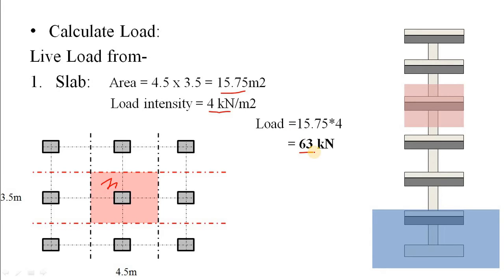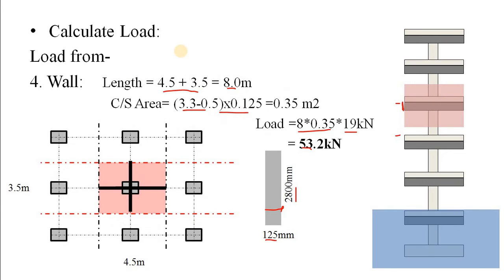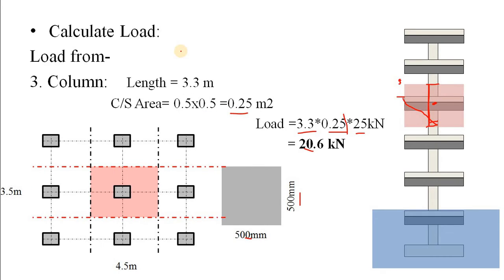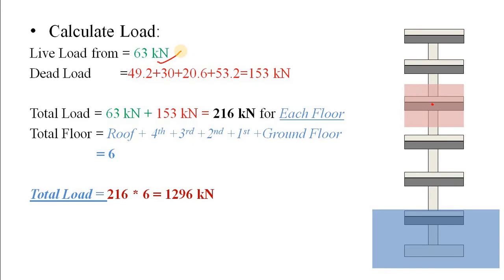Okay, so our load calculation is complete, and for each node or each floor we know how much load we have got. So live load is 63 kN, and dead load, let's recap. For wall it was 53 kN, for column 20, beam 30, and for slab 49.2 kN. Just add them up. After addition we got total dead load as 153 kN. So total load, live load plus dead load, is coming as 216 kN, and this is for each floor.